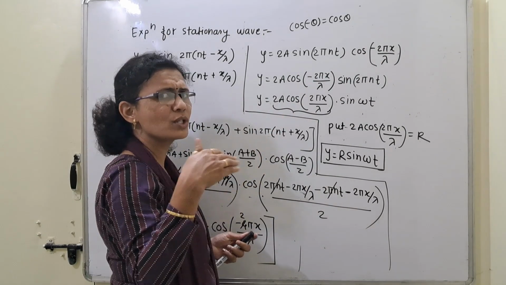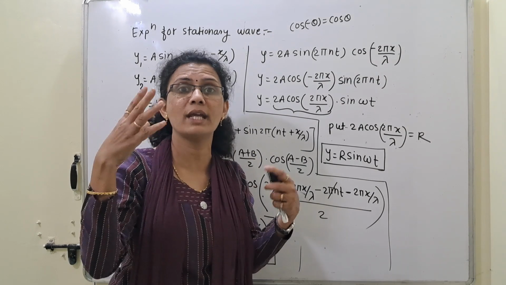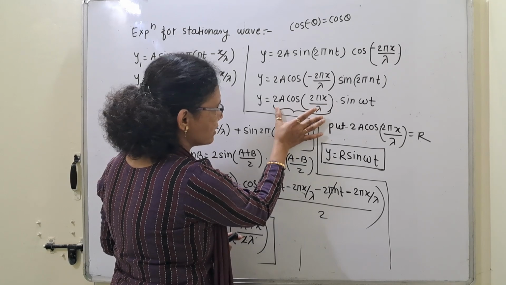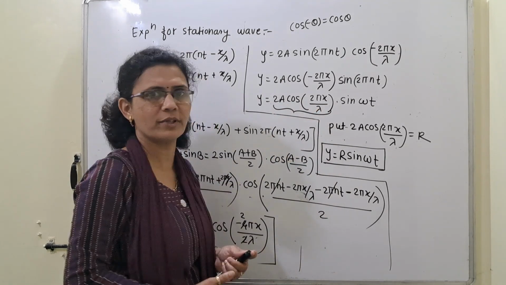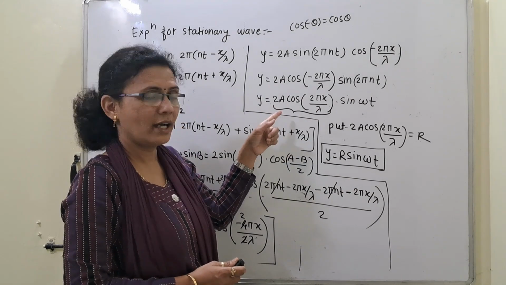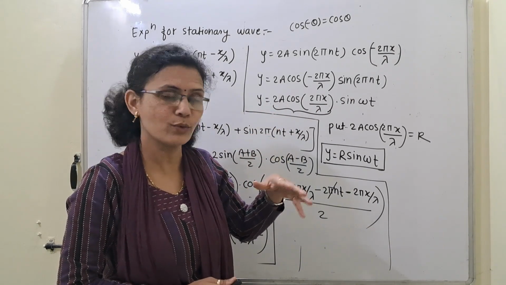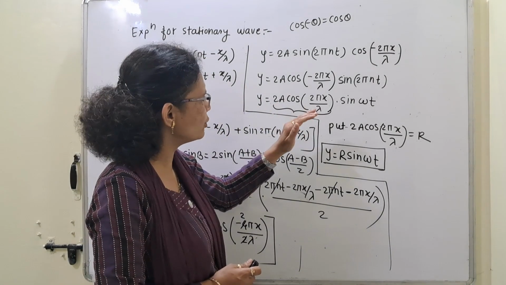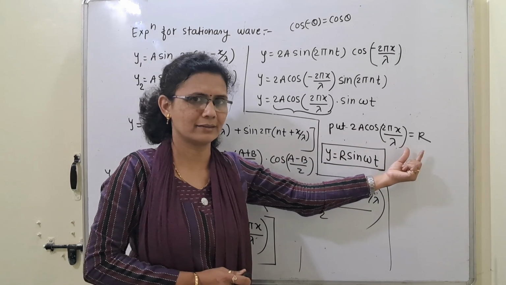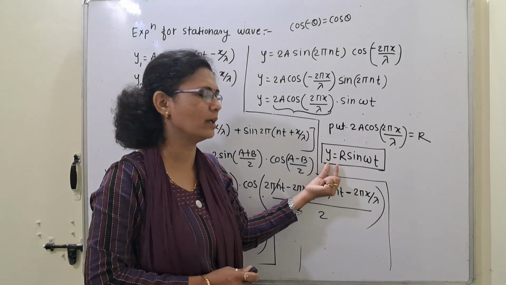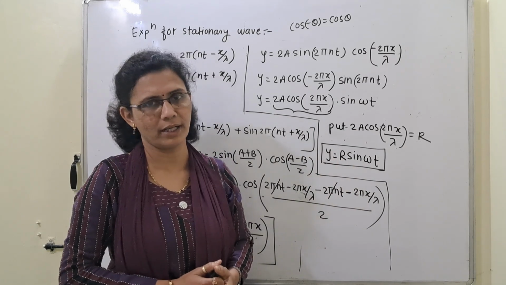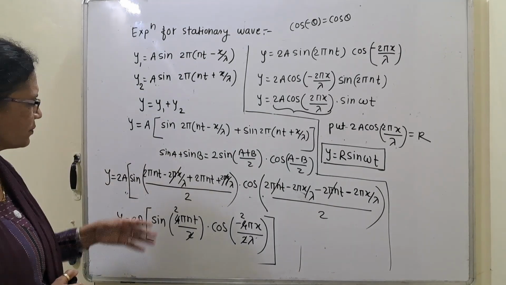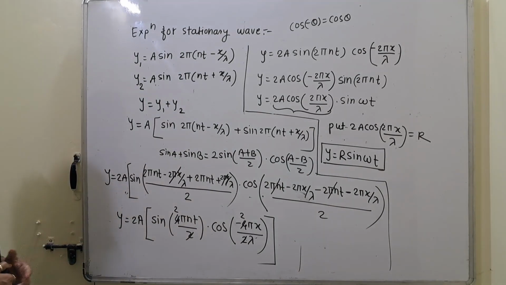And if you compare the equations, we know for the wave, y is equal to a sine omega t, means this is the expression for a wave, but here this is the amplitude of the new wave. The amplitude of this newly formed stationary wave is due to the superposition of these two waves. So we will put the value for this amplitude as r, and the resultant wave equation will be y is equal to r sine omega t. This is the required equation for stationary wave. You understood the expression? If you want to take the screenshot, you can.